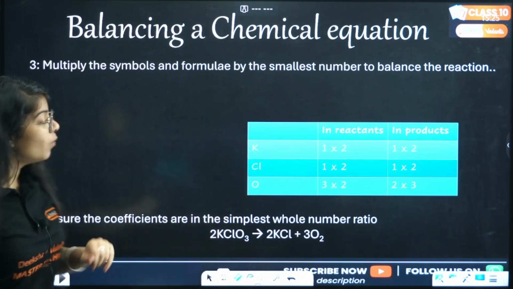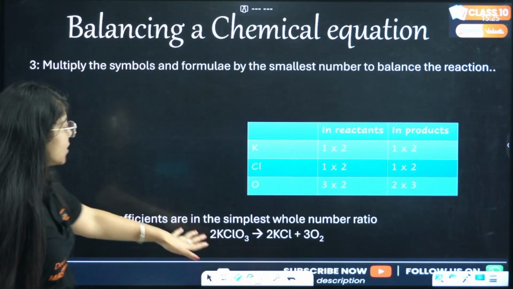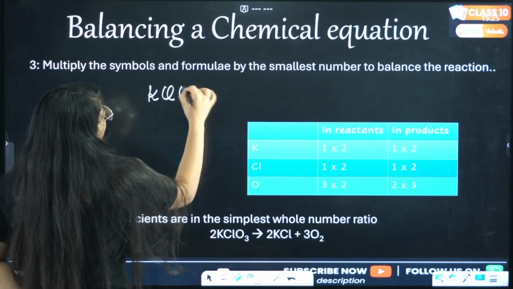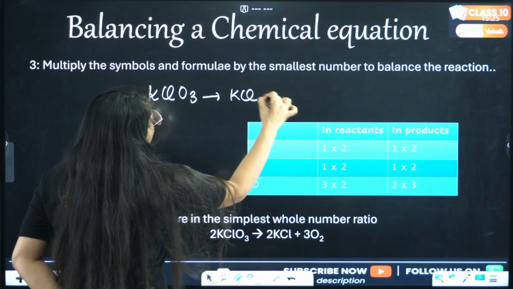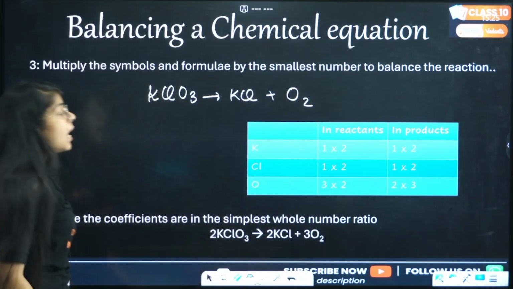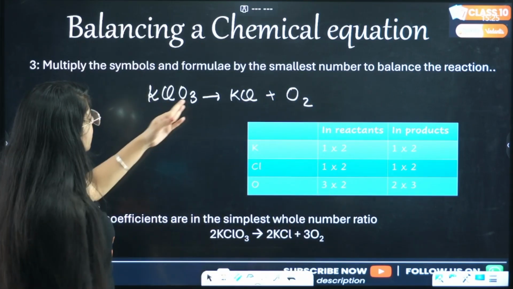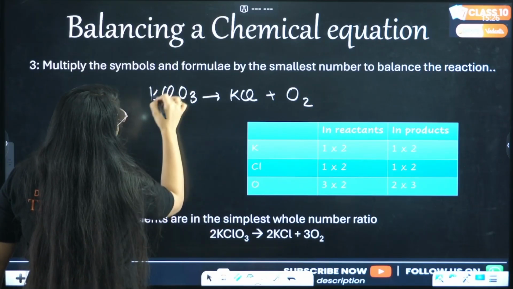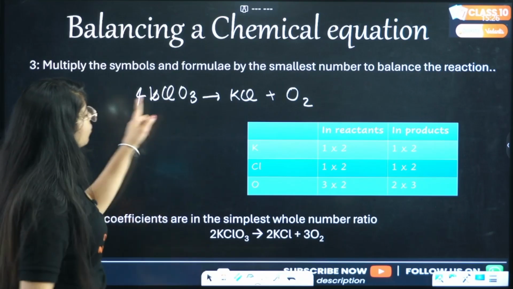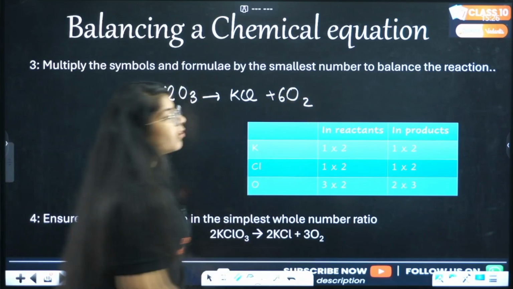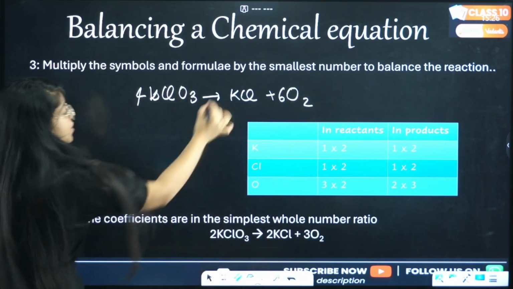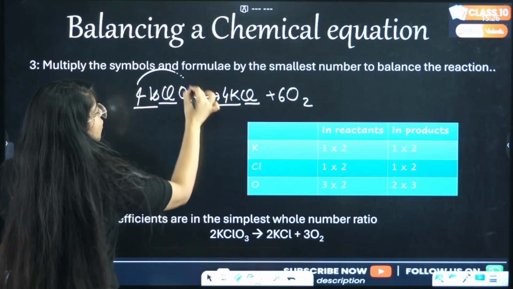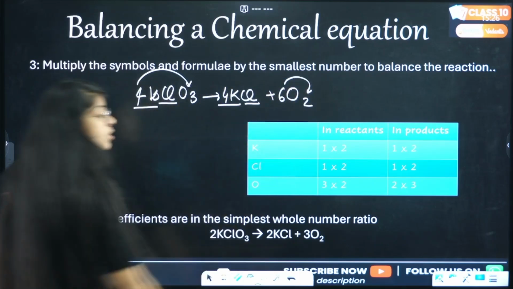Understood? Now one more thing: ensure the coefficients are in the simplest whole numbers. That means, let's say KClO3 gives KCl plus O2. I can also write 4 into 3, which will be 12, and 6 into 2, which will also be 12. So this is also balanced, and here I will write 4. So K is 4, Cl is 4, K is 4, Cl is 4, 4 into 3, O is 12, 6 into 2, O is 12.